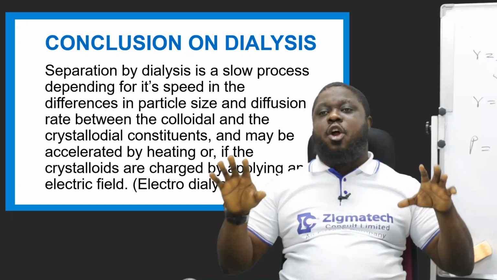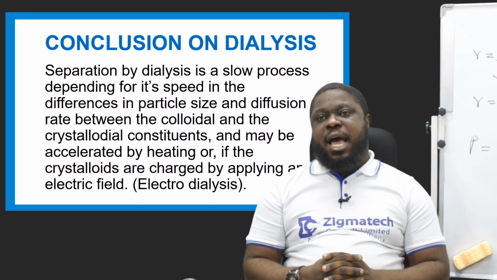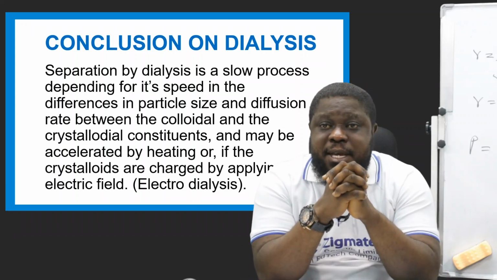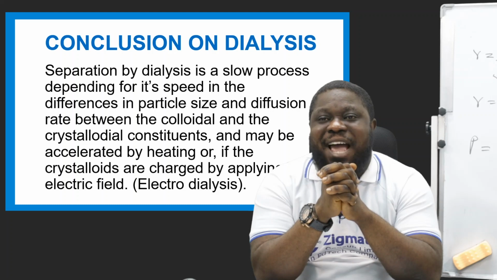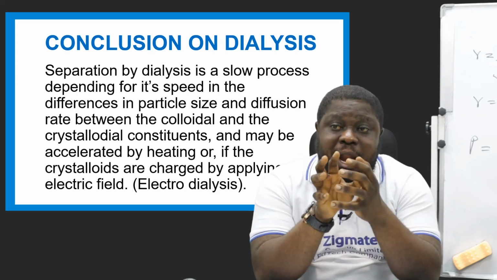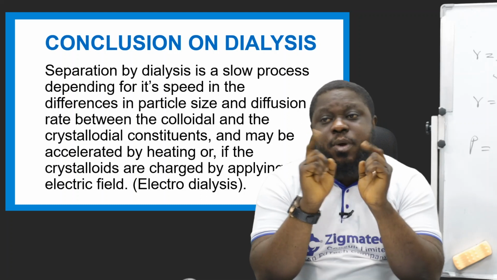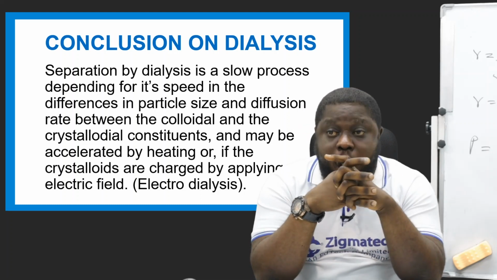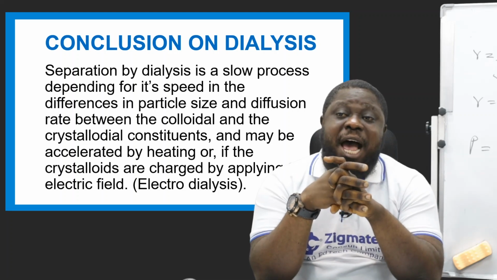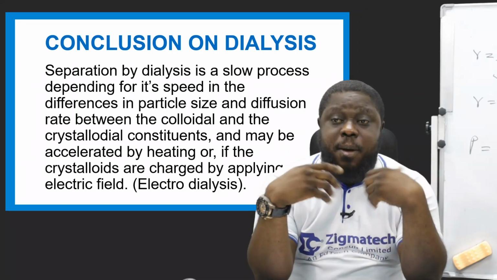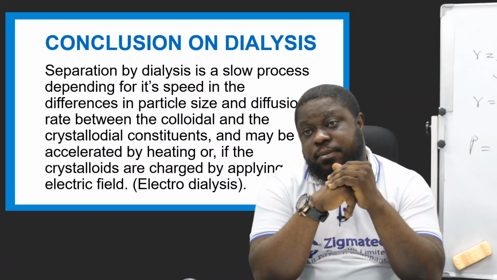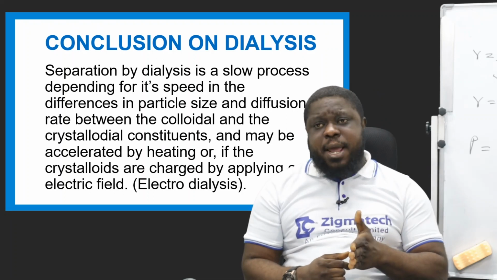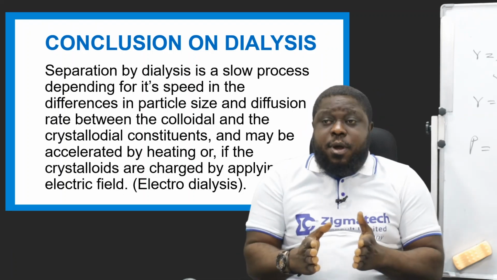Now, conclusion on dialysis. Separation by dialysis is a slow process, depending for its speed on the differences in particle size and diffusion rate between the colloidal and the crystalloidal constituents, and may be accelerated by heat, or if the crystalloids are charged, by applying an electric field, which becomes electrodialysis. So separation is a slow process, like I said, as they are passing through the membrane. Remember, there are plenty. They will pass through a particular place.